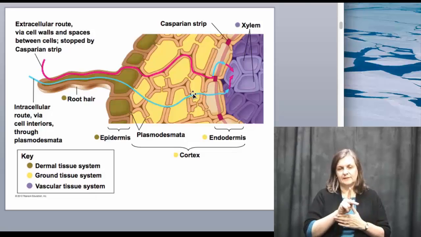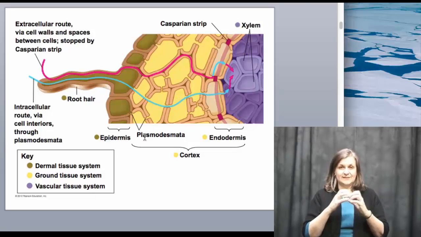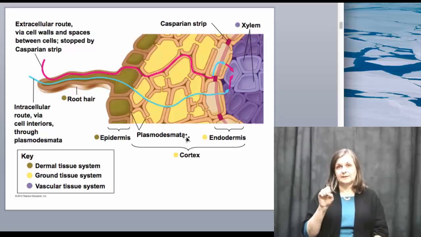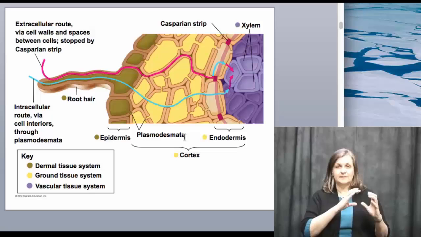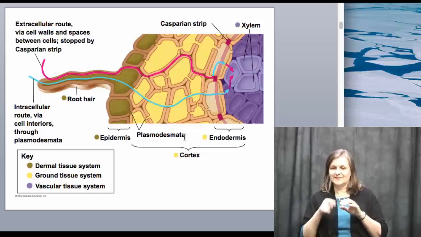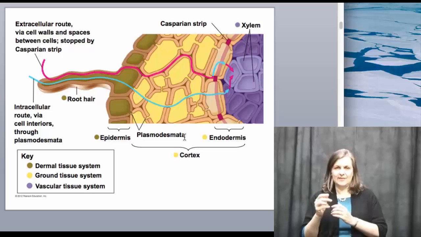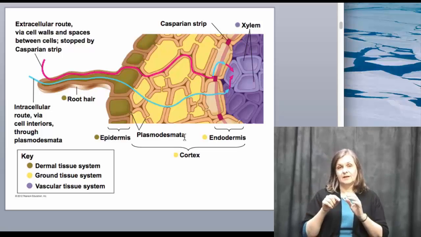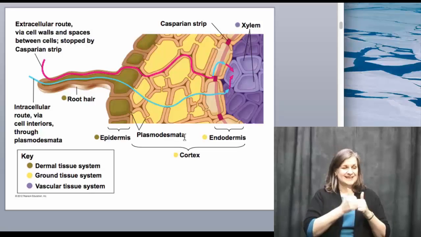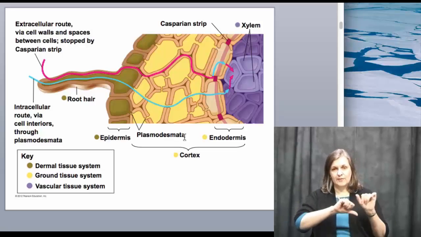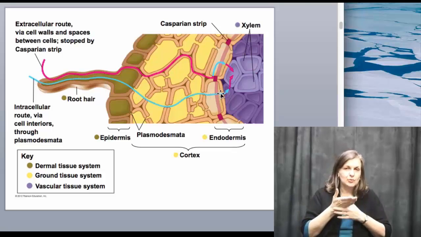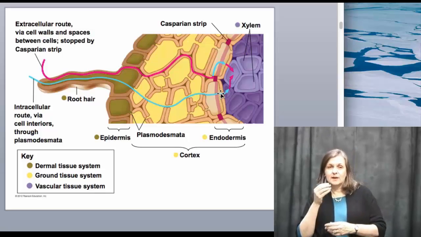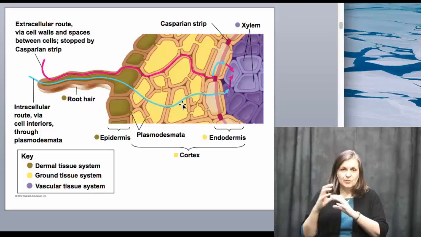What we see is these gaps are labeled here as plasmodesmata. We talked about this as a specialized plant structure. These are the holes in the cell walls of plants that allow the plant cells to communicate to one another. These are not the stoma that we see in the leaves. This is different. What we're looking for here is communication between every cell in the plant. So this intracellular route allows movement of nutrients and fluids from cell to cell to cell to cell.